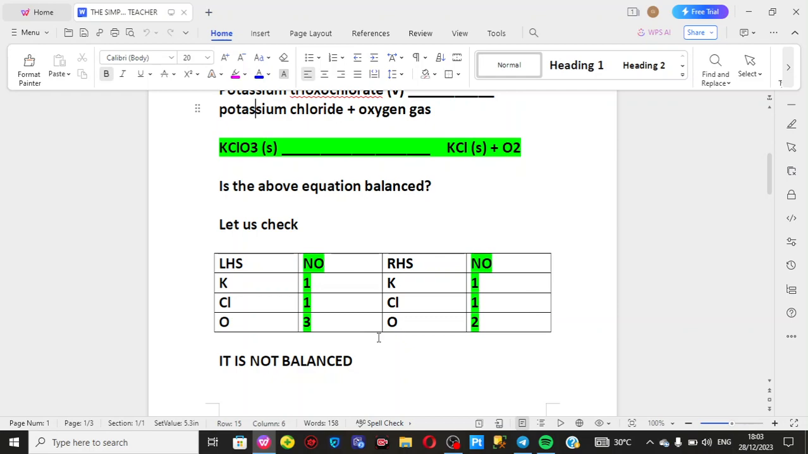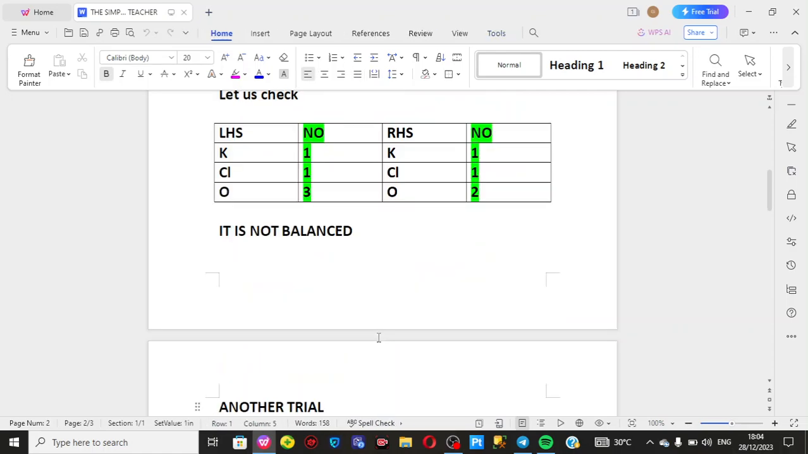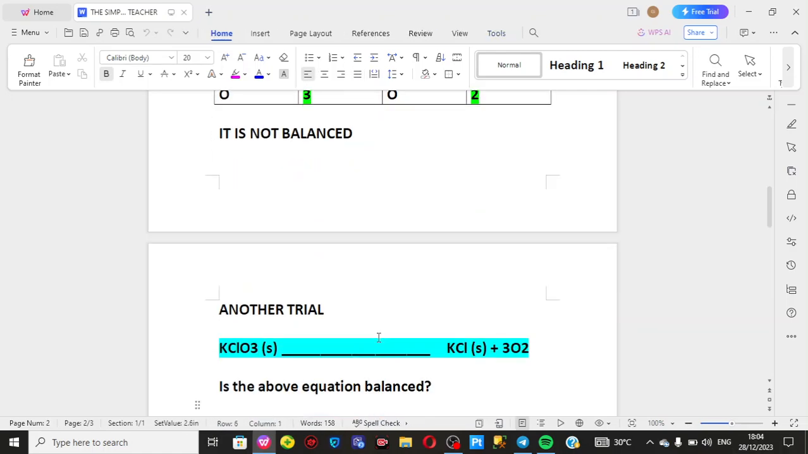And remember, our aim is to balance this equation, and one of the main objectives of balancing a chemical equation is that the number of atoms at the right hand side will be equal to the number of atoms at the left hand side. So each element will have the same number of atoms. So that is our aim. And by merely looking at this equation, and from what we have checked, we have discovered that this is not balanced. Now let's look for another trial.